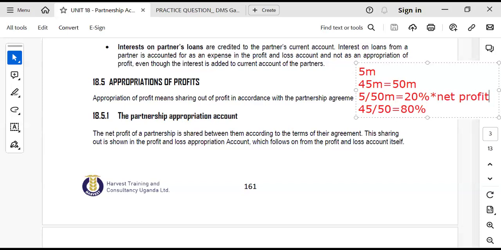That is how much that person will get. And also, the same thing will happen for the other party, 20% times the net profit. So that is what appropriation is basically all about. It's just basically allocation of profits to the different partners. You have to be keen and also be confident in these appropriation figures.